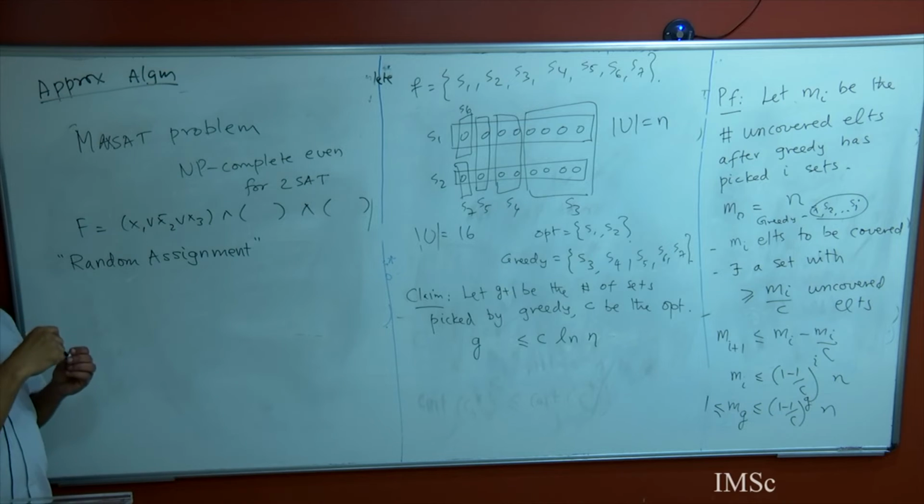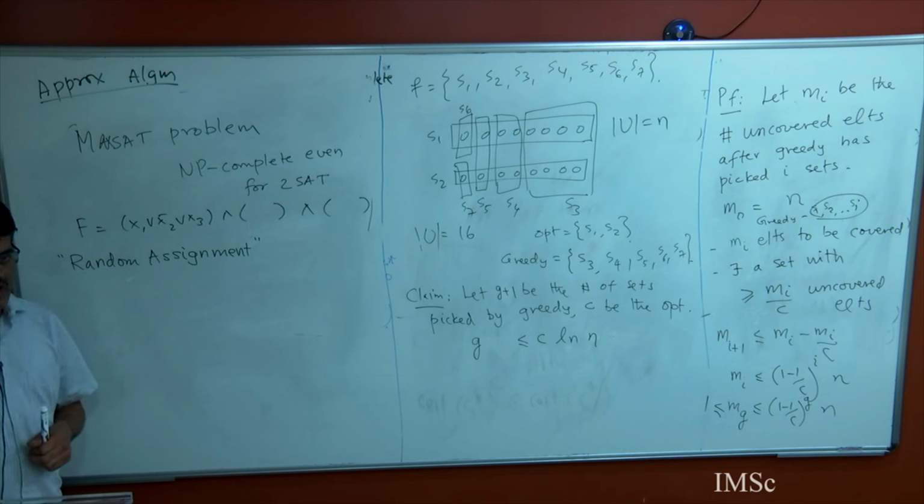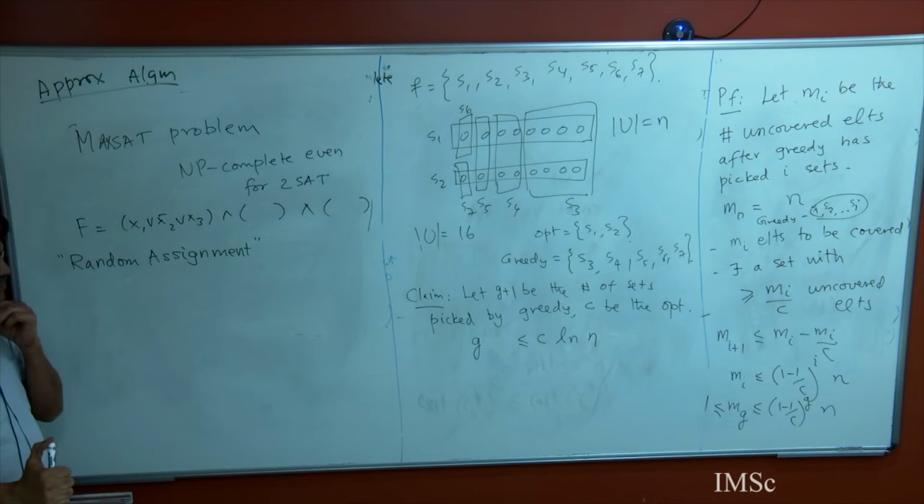What does a random assignment mean? For every variable, I toss a coin. If it comes heads, I set it to true. Otherwise, I set it to false. And look at that assignment.